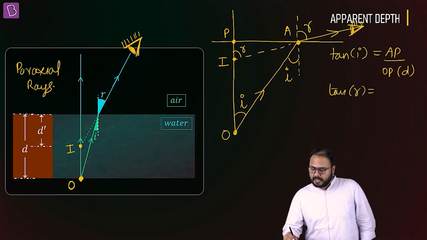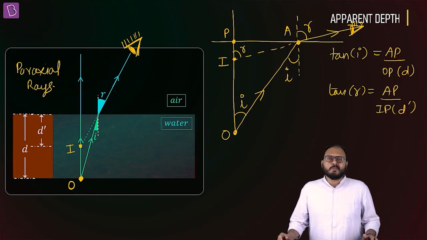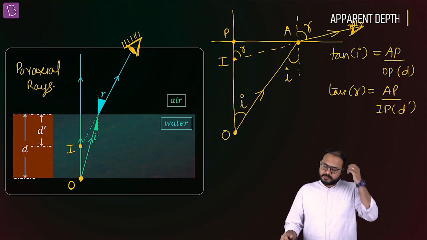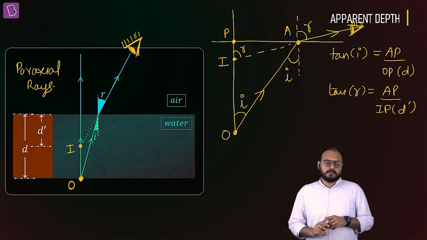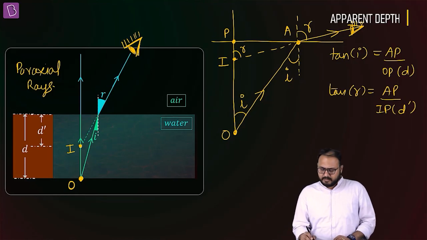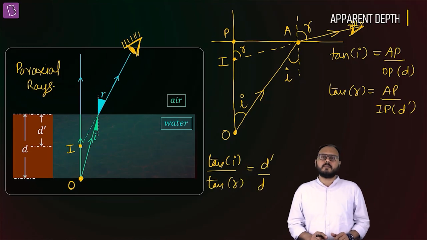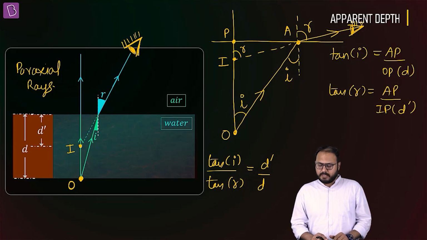Tan R. Sir, tan R is AP upon IP. IP is the apparent depth D dash. Can you finish it off, please? Quickly. Sir, how do we finish this? Divide. Just divide. And the hint what to do next I gave you in today's lecture itself. Tan I by tan R is D dash upon D. Correct.